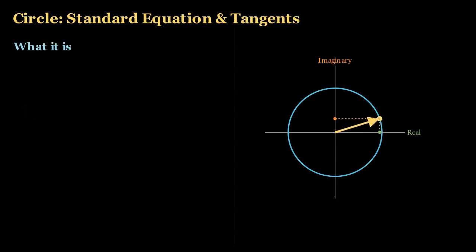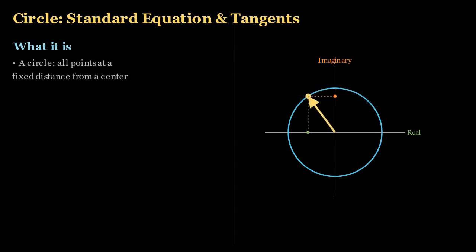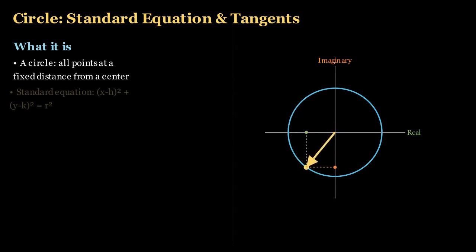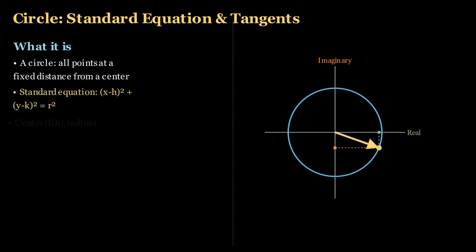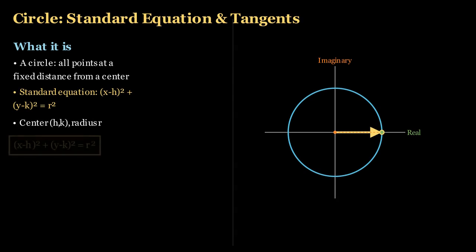A circle is the simplest curved shape. Imagine a point on a piece of paper. Now imagine every other point that is exactly the same distance away from that first point. That collection of points forms a circle. The fixed point is the center, and the fixed distance is the radius.